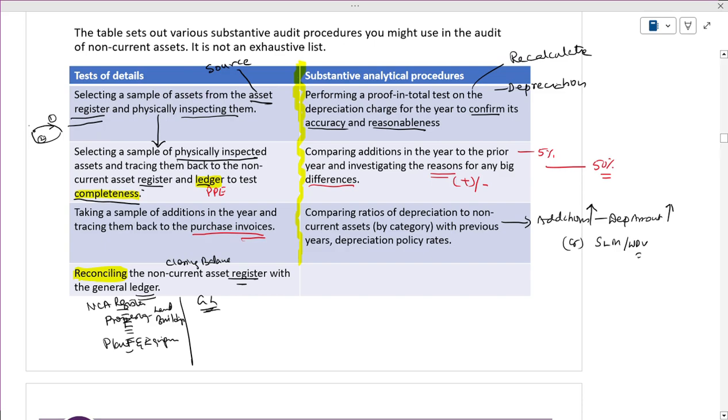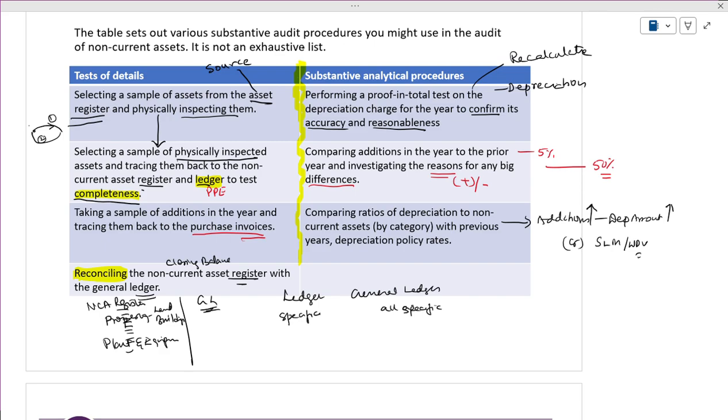Can we compare with the ledger instead of reconciling with the general ledger? What is the difference between ledger and general ledger? A ledger is for a specific account, and the general ledger presents the transactions of all accounts. Good, that's all.